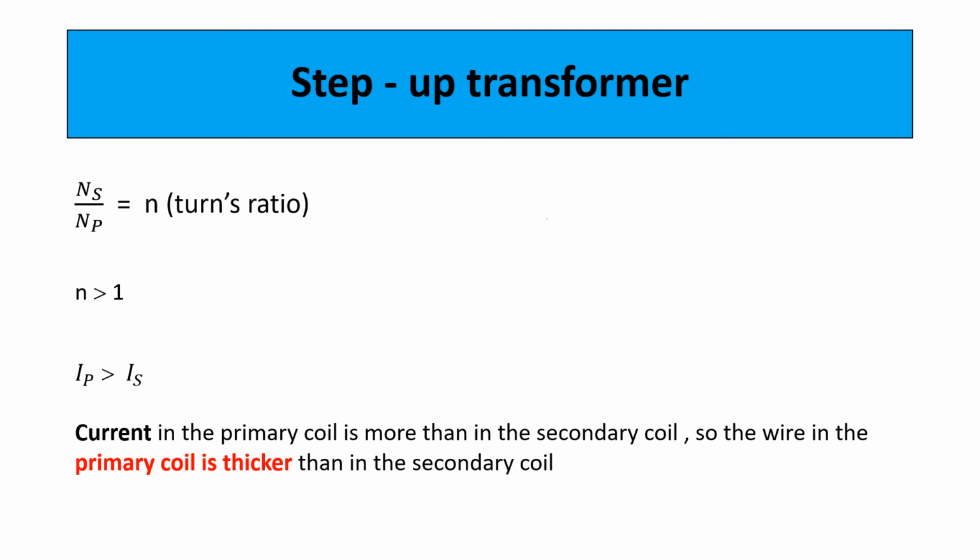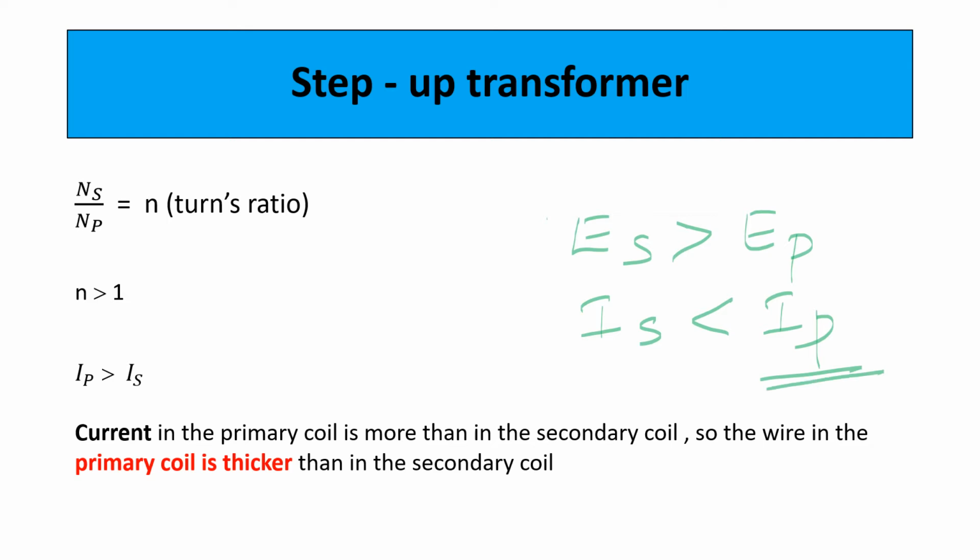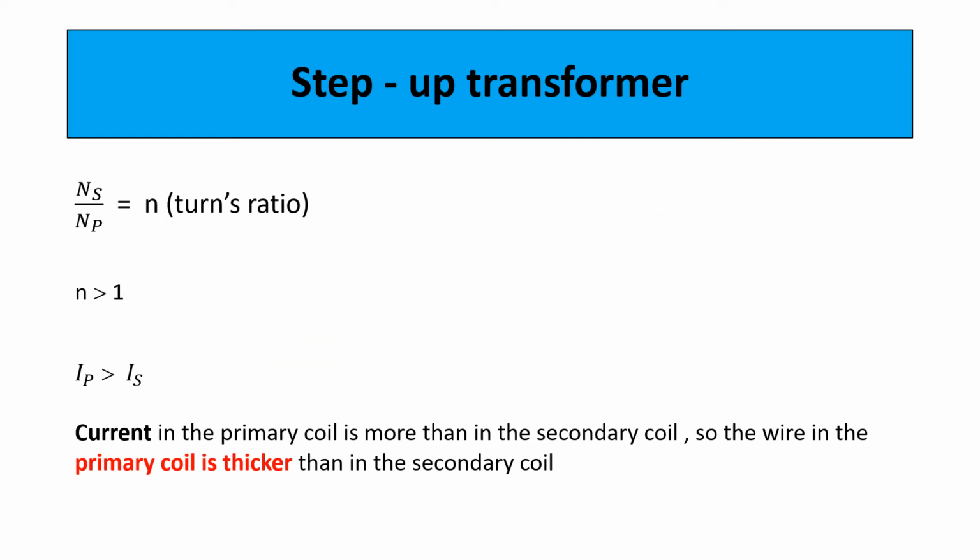For a step-up transformer, the voltage on the secondary is always more than the voltage on the primary. Therefore, current on the secondary will always be less than the current on the primary, which means the current on the primary will always be greater since the voltage on the primary is less. Therefore, Ip is always greater than Is. If current in the primary coil is more than the current in the secondary coil, the wire in the primary coil must be thicker than the secondary coil.